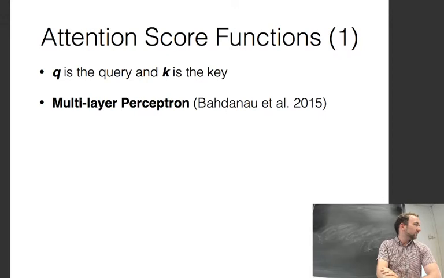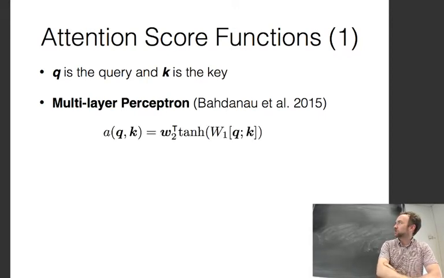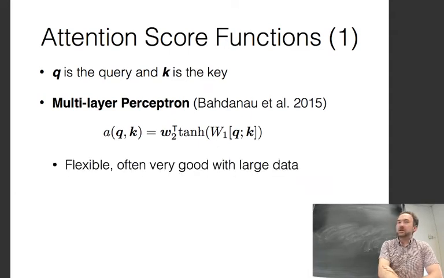The original way of doing this is the multi-layer perceptron, where we concatenate the query and key together. We run them through one layer of a neural network, and then we multiply this by a vector to get a scalar for each word here. My personal experience with this is that it is flexible. It also tends to be very good. It's usually the best, or very often the best option when you have lots of training data, of the various methods that I've tried.